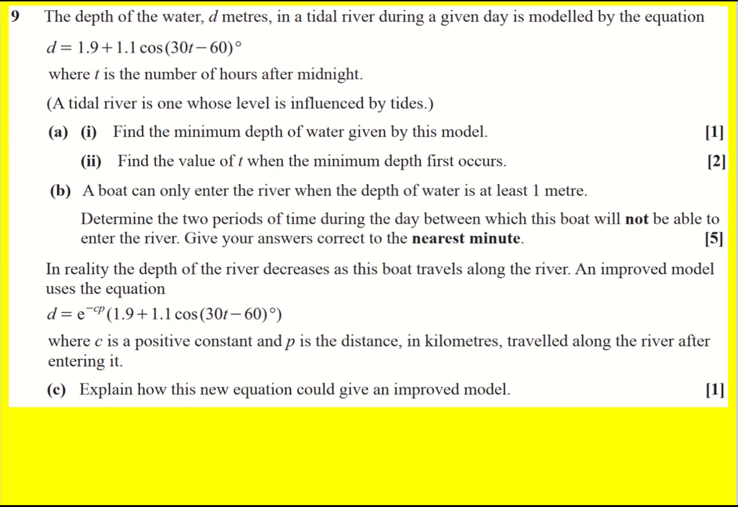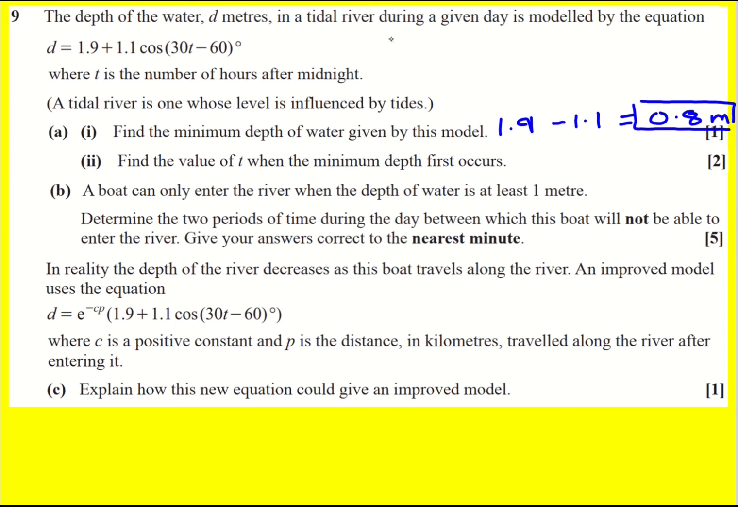Okay, we just need to think about the minimum value of cos here because we're adding. So the minimum value of cos is -1. So it's going to be 1.9 minus 1.1, giving us 0.8 meters. And then find the value of t when the minimum depth first occurs.